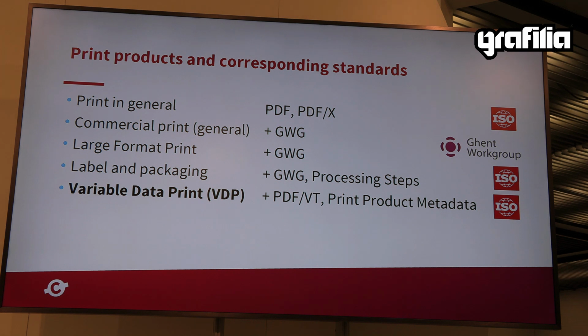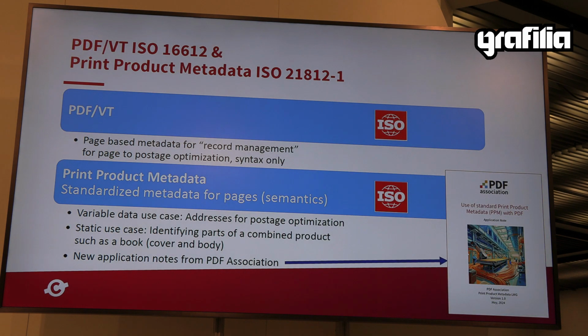Finally, variable data print, yet another quite complex area. There we don't have GWG, we have an ISO standard PDF-VT, which stands for variable and transactional printing, and we have another ISO standard, print product metadata. Just briefly, in variable and transactional printing, the main issue is optimizing print output for mail delivery.